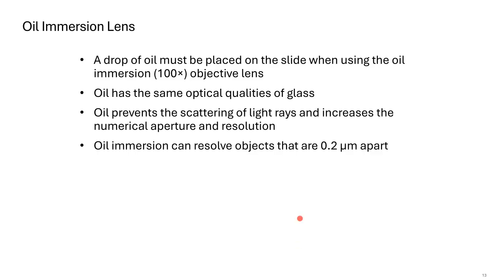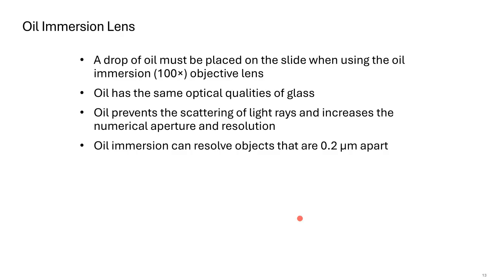Oil immersion lens, I believe you'll get to do a virtual lab on this. We put a drop of oil on your sample before moving the 100X objective into place, twisting it into place. That oil has some of the same optical qualities as glass, as long as your oil's clean and in good shape. It prevents the scattering of light rays, or that diffusion of light, so it should increase your numerical aperture and your resolution of that microbe or of that sample.